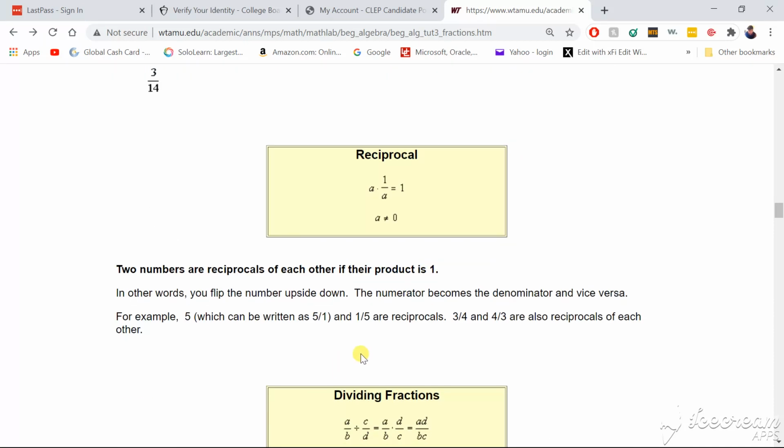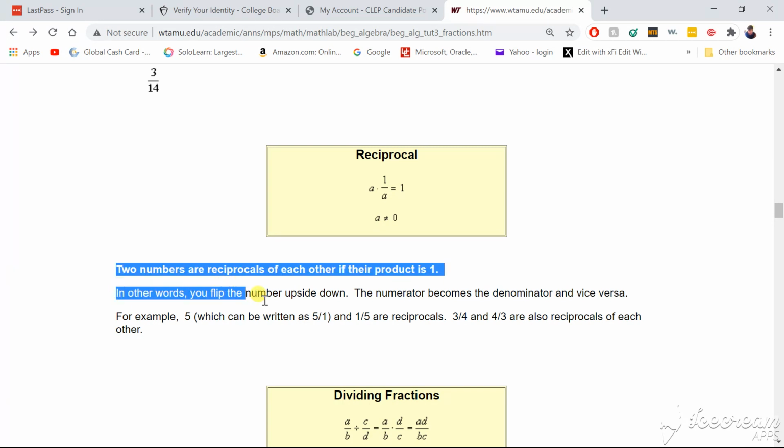Okay, now, where was it? Reciprocal. This is not going to make any type of sense until we get to the problem, but I'm going to read it anyway.